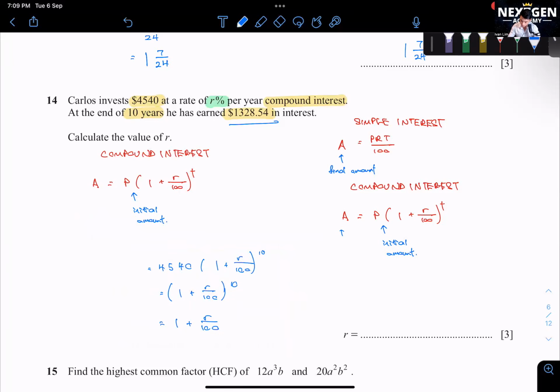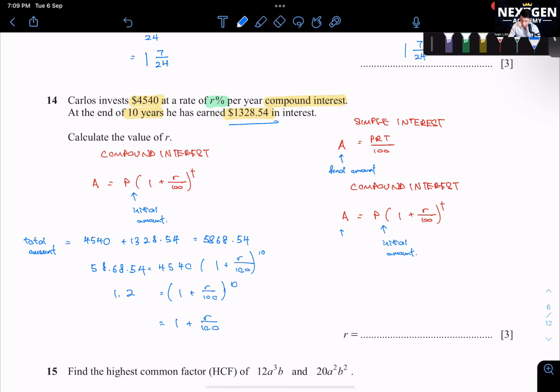So which is 4540 plus 1328.54 first. This is to find my total amount first. 4540 plus 1328.54 is 5868.54. Okay, like that only. Yes, you're correct. So 5868.54 divided by 4540. Now it's correct.